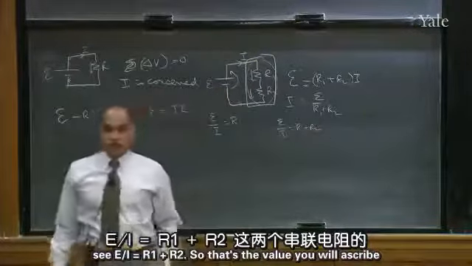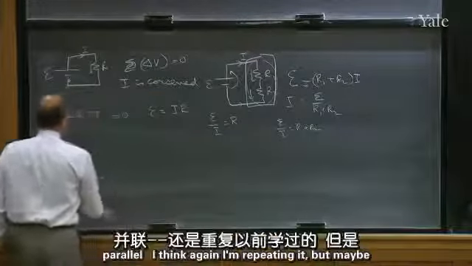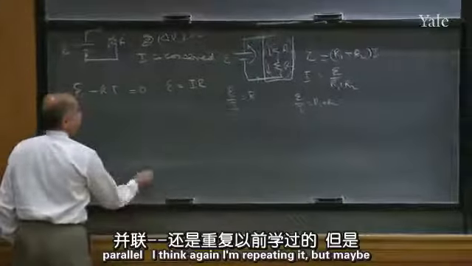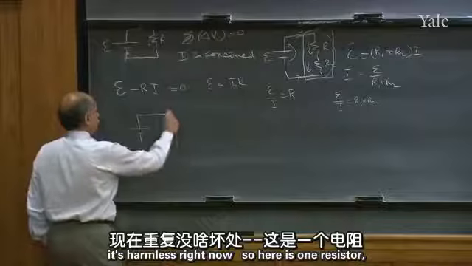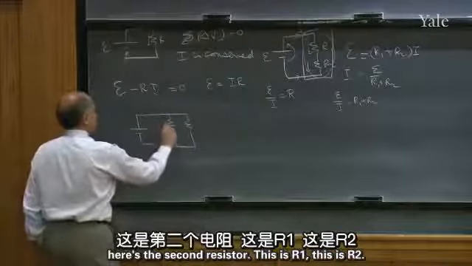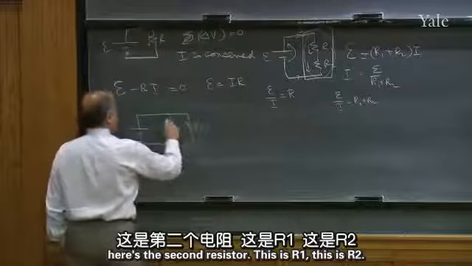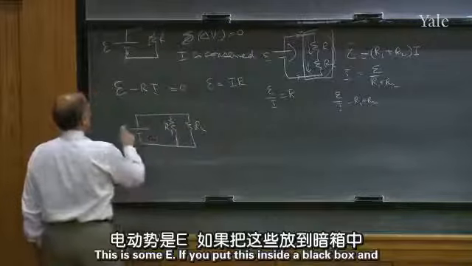So that's the value you will ascribe to the two guys in series. Now if you put them in parallel, I'm repeating it, but maybe it's harmless right now. So here is one resistor, here's the second resistor. This is R1, this is R2. And this is some E.